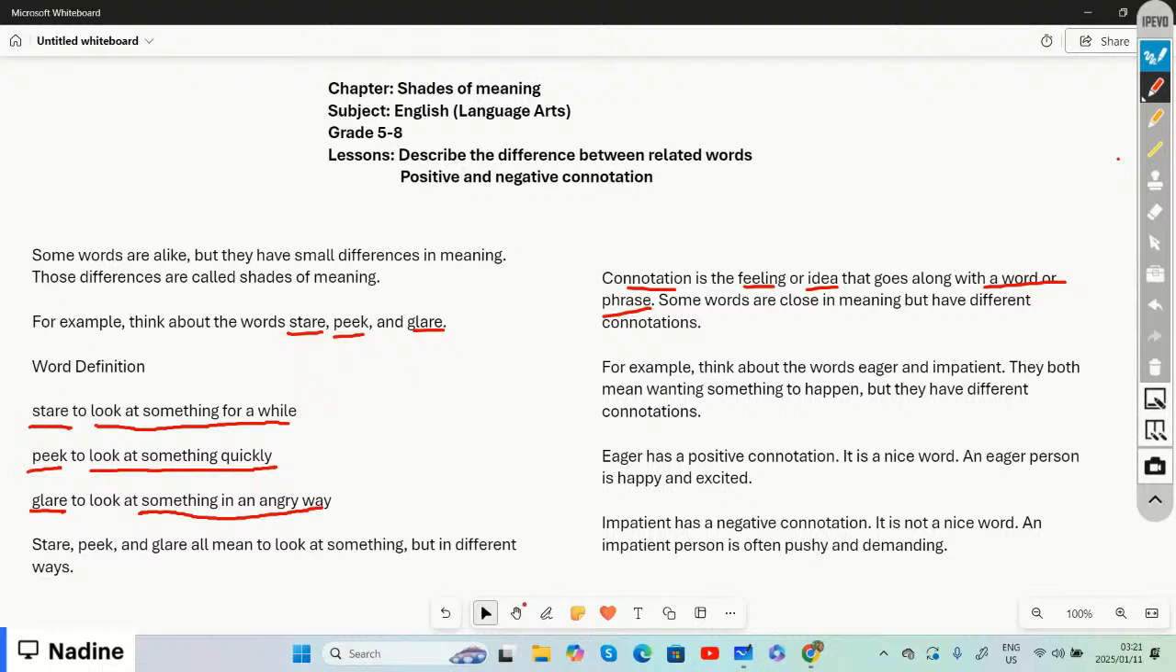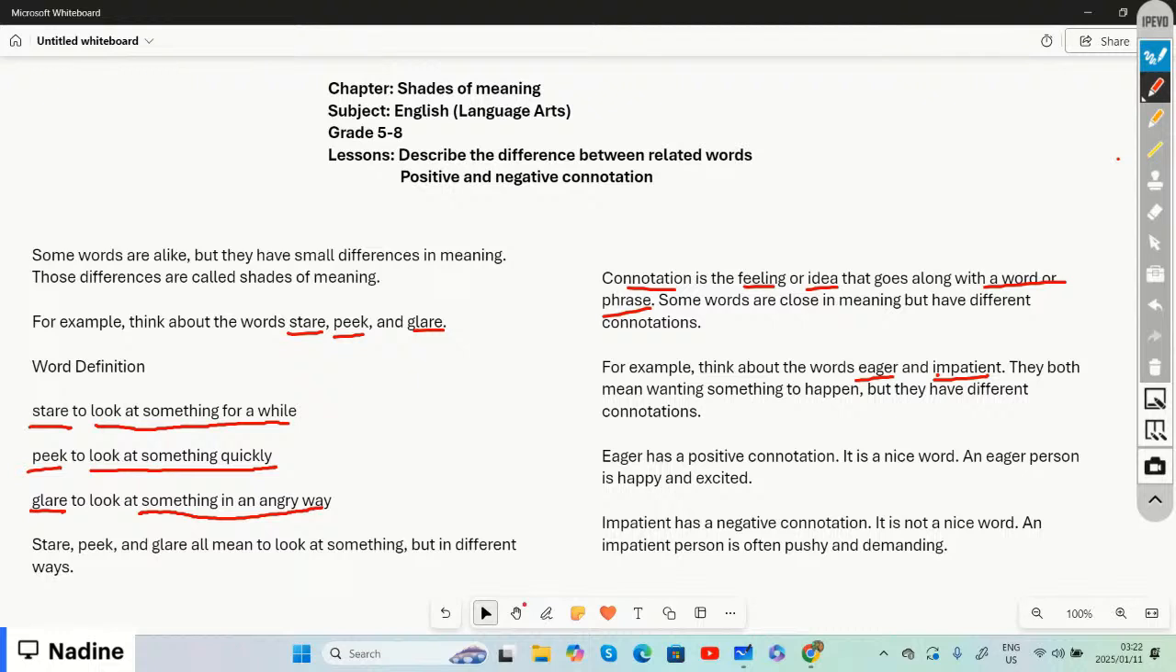And if we look at an example, it says, look at the word eager and impatient. So let's say, for example, you want something and now you're eagerly waiting to get this PS5 or you're eagerly waiting to get this new iPhone, right? It means that both of these words, eager as well as impatient, mean that you want something to happen. You're looking forward to something and you want something to happen.